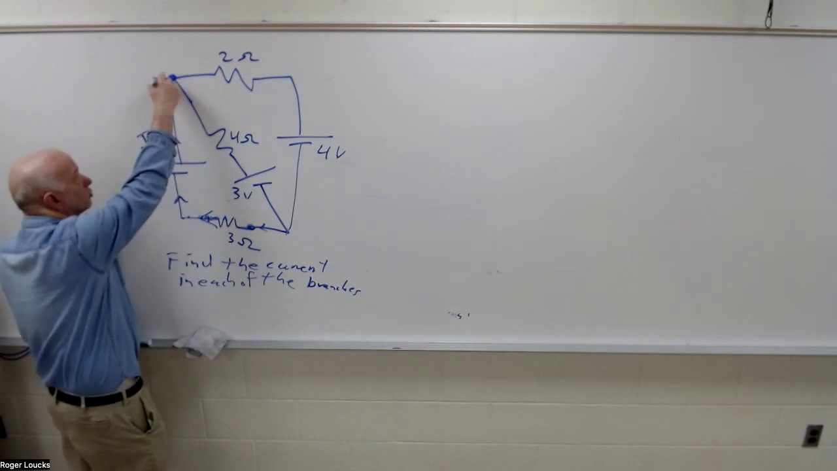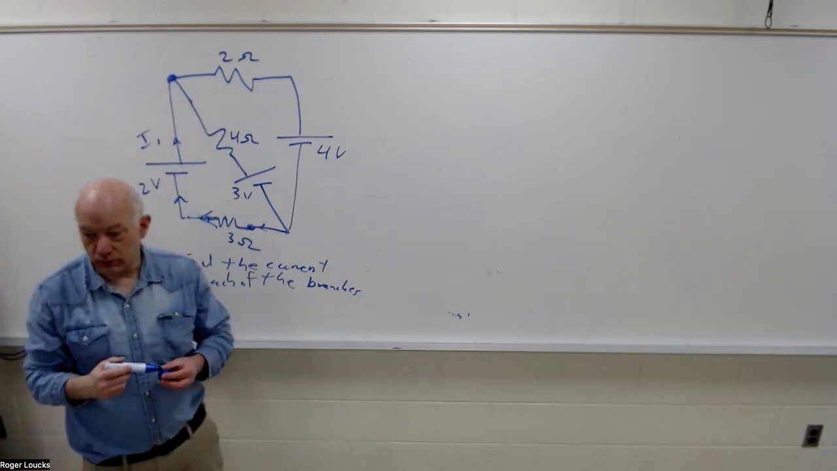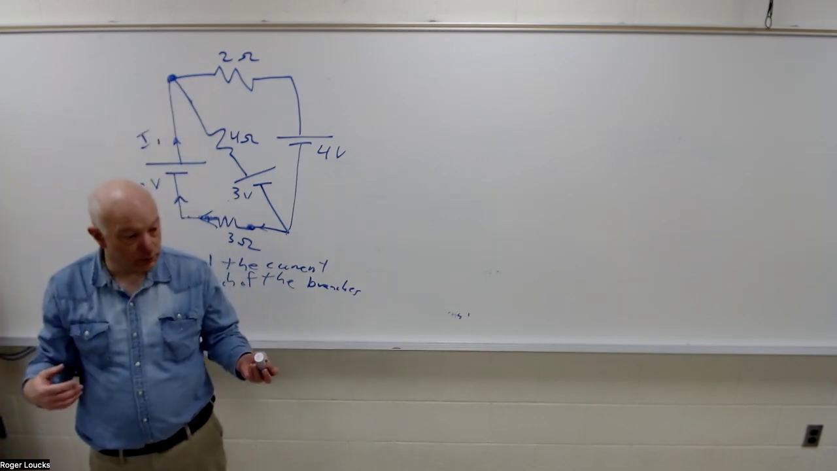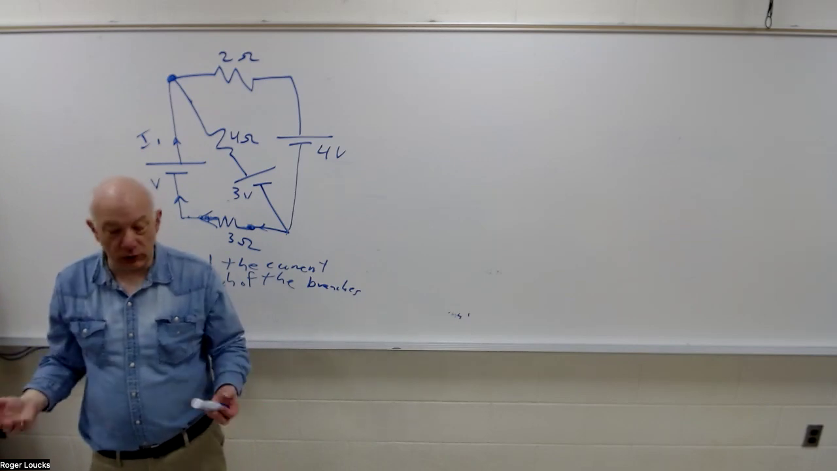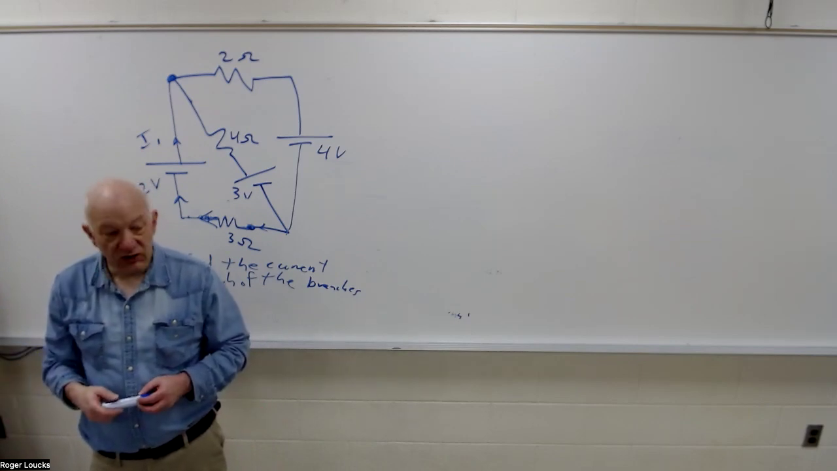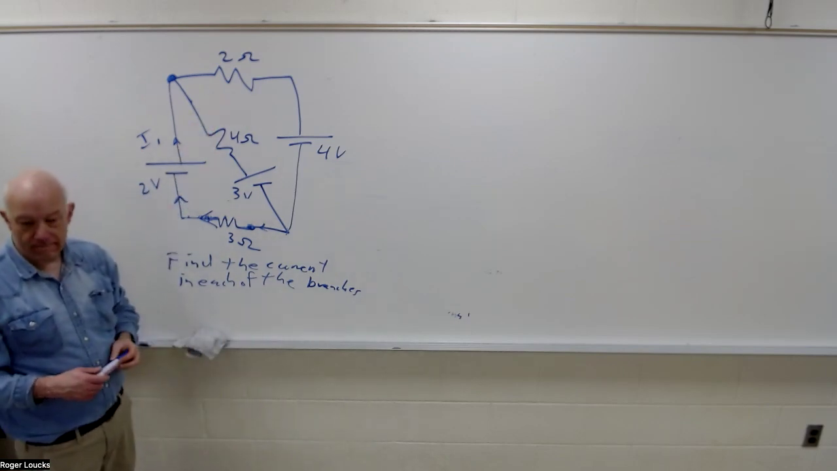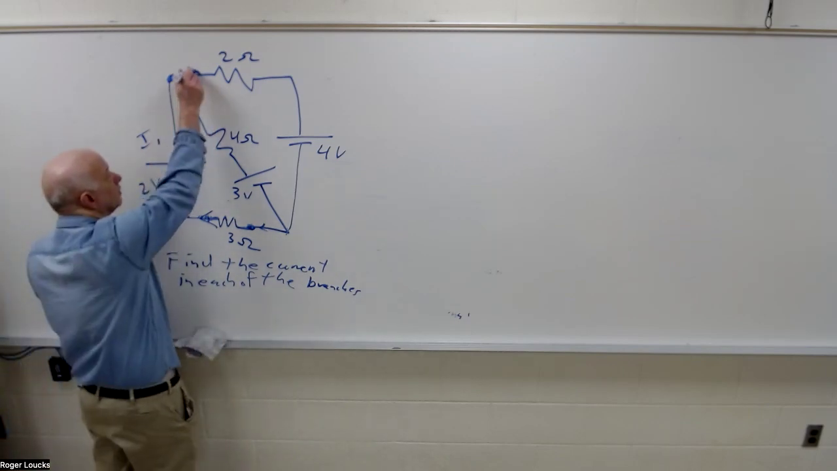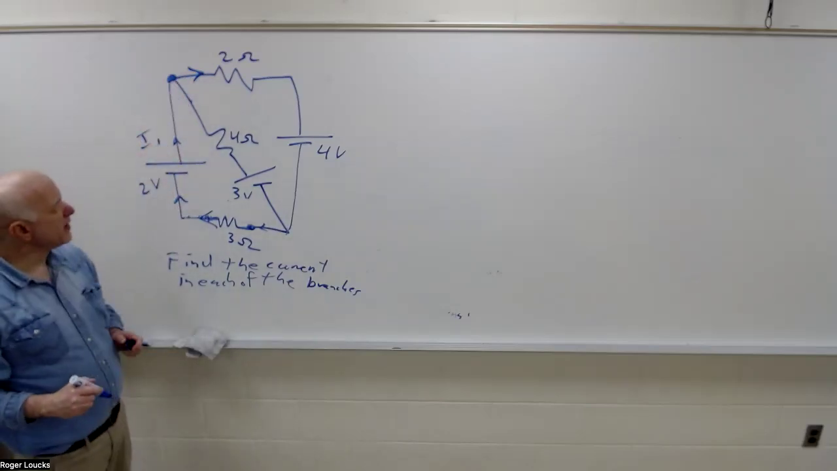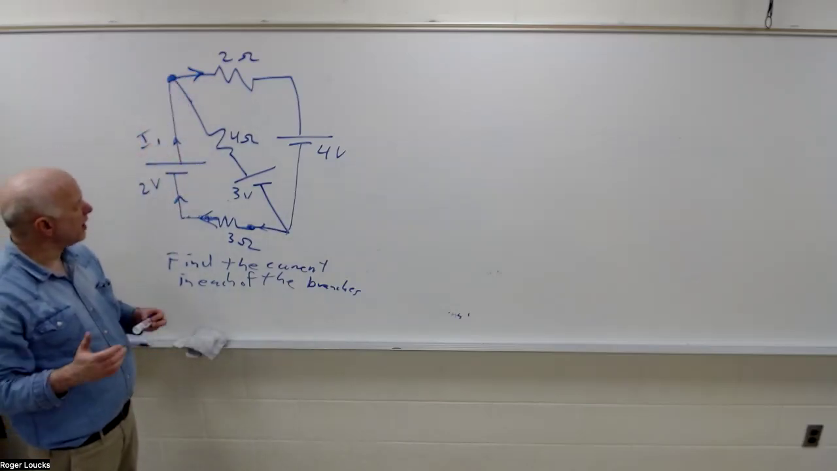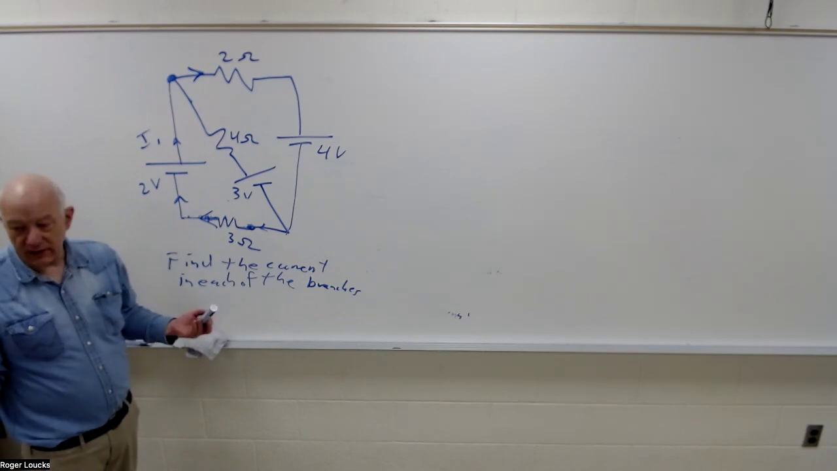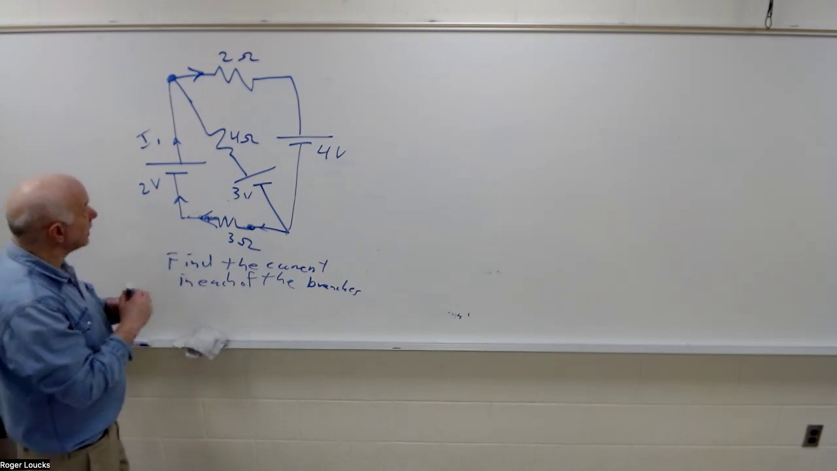So I1 hits this junction here, and what can happen at the junction? It splits or joins. It doesn't matter which one you want to have happen. Split. Do you want to split diagonally or split to the right? To the right. Okay. So if I call that current there going to the right, a split current, that would have to be I2.